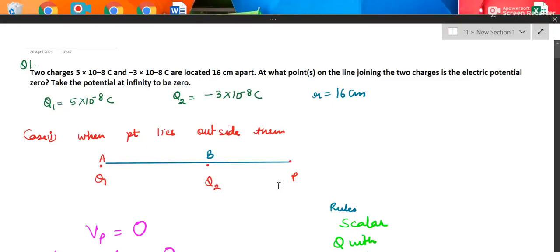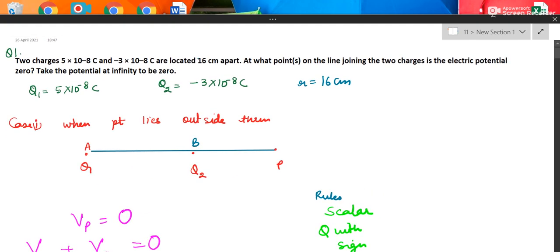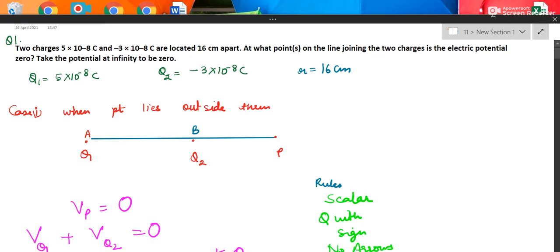So these are NCERT questions of electrostatics 2, that is electrostatic potential and capacitance. First 11 to 12 questions, and the rest will be in the next video.